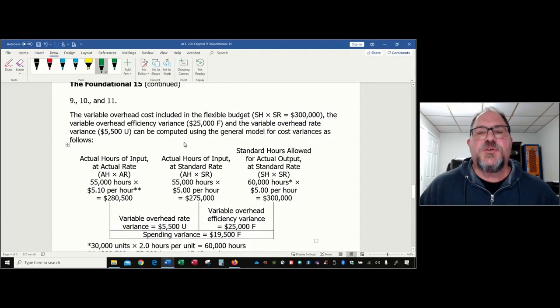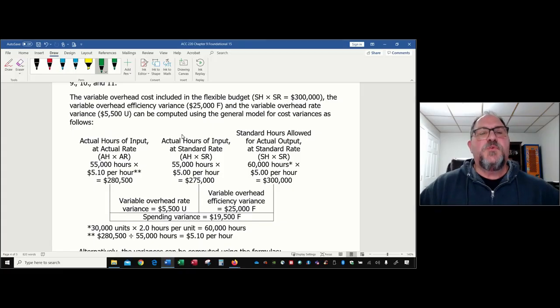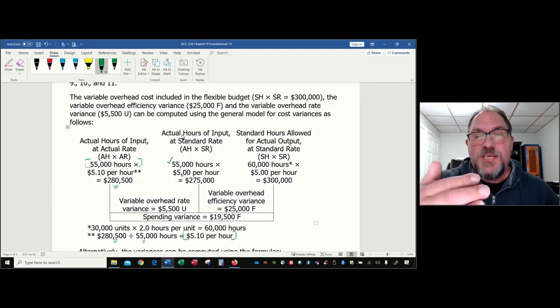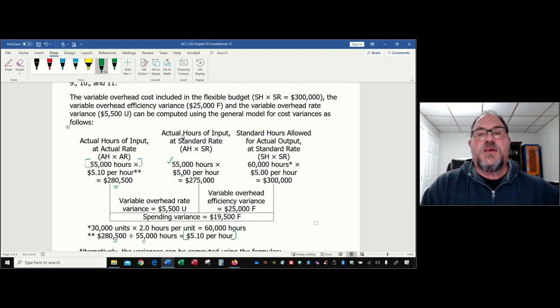Same kind of situation here. So we had the actual hours of input. We had 55,000 hours, and there was our overhead divided by the 55,000 hours, which comes out to $5.10 an hour. So that's what we spent on overhead. Now, what were we supposed to spend on overhead? You take your actual hours times $5 per hour, which is how they had it calculated. That's what they believed it should be, right? That comes to $275.